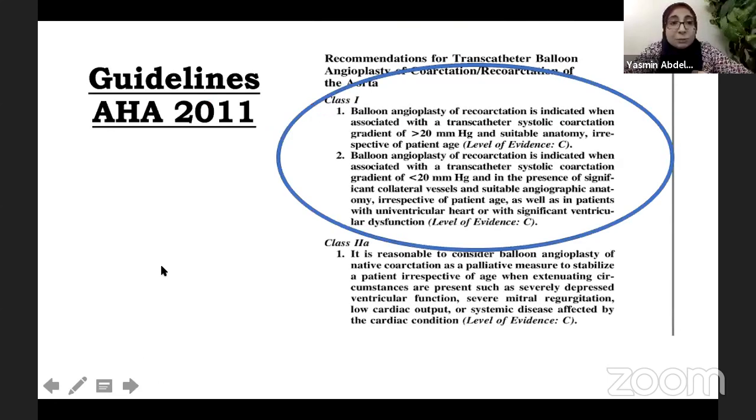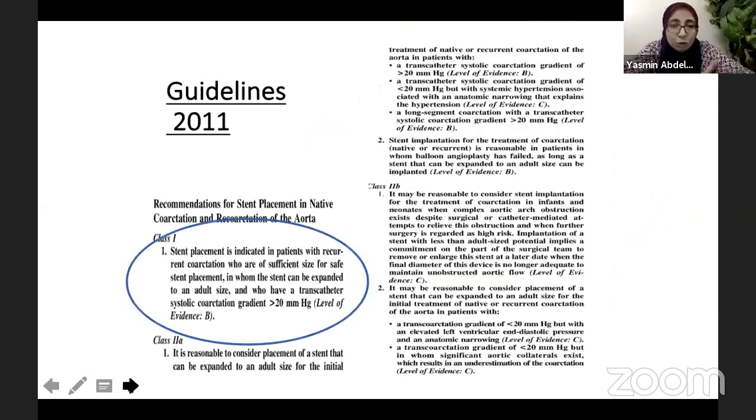According to American Heart Association guidelines, it's a class 1 indication for balloon angioplasty for recoarctation in patients with a pressure gradient of more than 20 millimeters of mercury across the coarctation segment, or if you have a pressure gradient of less than 20 with impaired systolic function, or in a univentricular heart, or a patient with significant collaterals underestimating the pressure gradient. Also, it's a class 1 indication for stenting, especially if you can dilate your stent to the adult size later. Actually, this patient was tall. He was almost at his adult size.